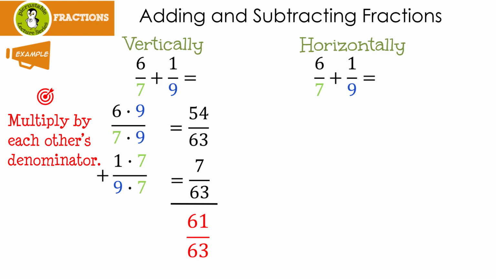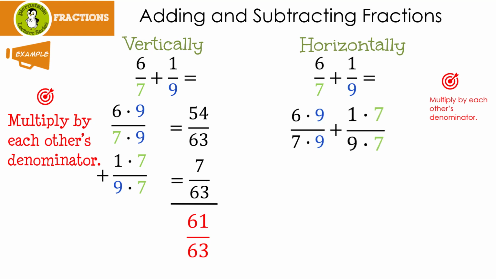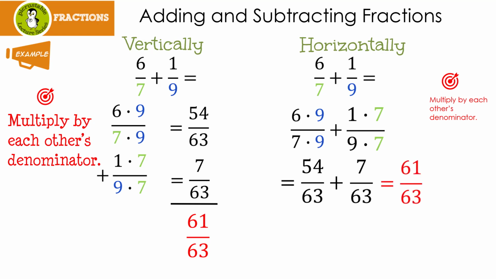Let me show you the same addition, but horizontally. Once again, we're going to multiply by each other's denominator. Here's my 6/7, and I multiplied by the other denominator, 9, just like we did vertically. But this time, I'm going to have plus, and I'm going to put 1/9 right next to it. You're going to notice that I multiplied by the other denominator. One interesting thing I hope you see, I still have 54/63 and 7/63. The only difference is I have them horizontally. When I add, I get the same answer.